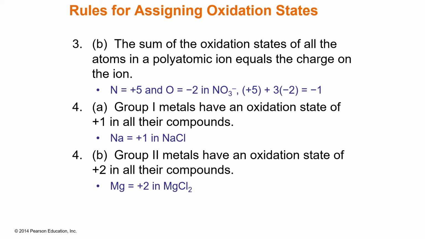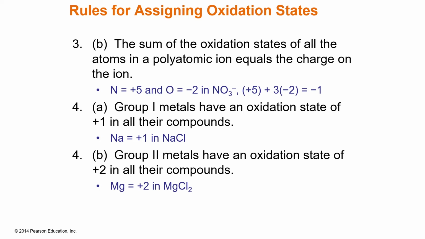For reasons we can explore later, nitrogen has an oxidation state of +5 and oxygen -2. Notice that if I add the +5 of nitrogen and then the 3 atoms of oxygen at -2 each, that sum equals the total charge on the ion, which is -1. Then we have a set of elements for which we have essentially an assigned oxidation state.